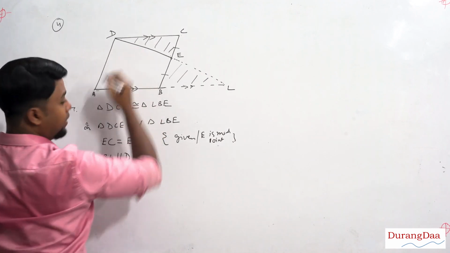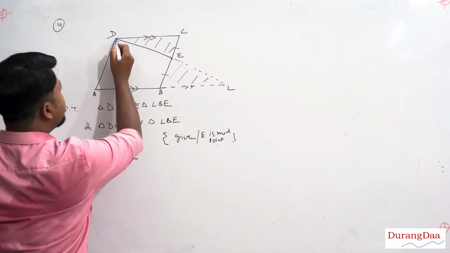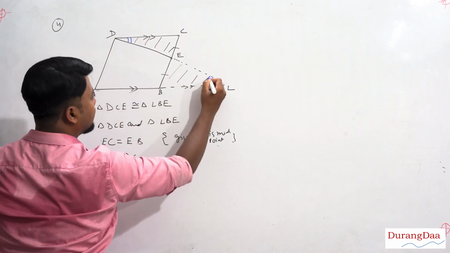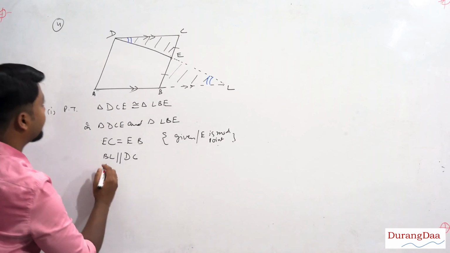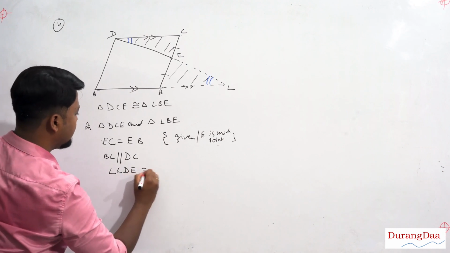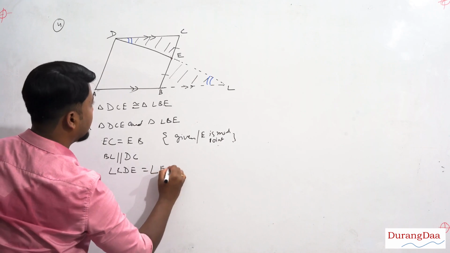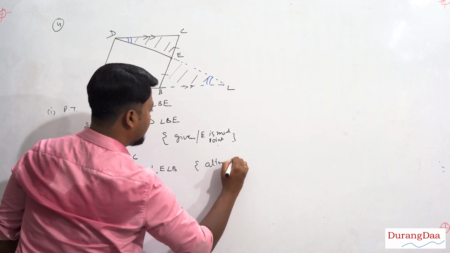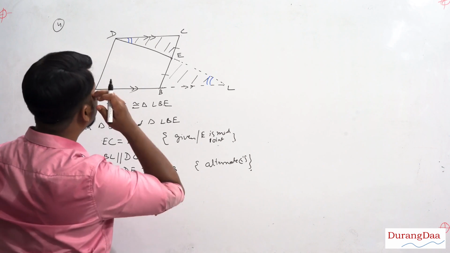Now, look carefully, I'll use a different color. Since DC and BL are parallel, this angle should be equal to this angle. Can you identify which angle is this? Alternate angles. Alright, so write it here. Angle CDE is equal to angle ELB. Alright, reason is alternate angles. So, two we got.